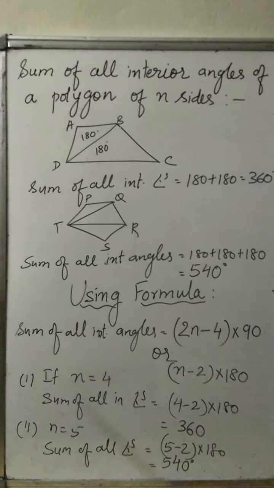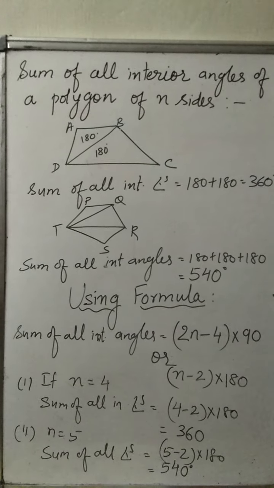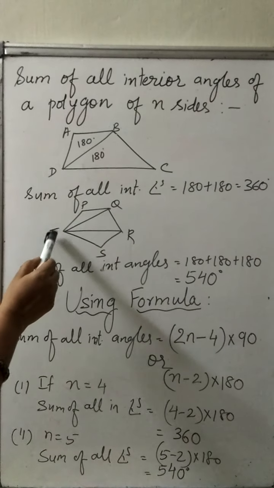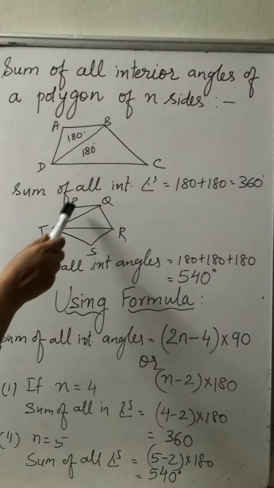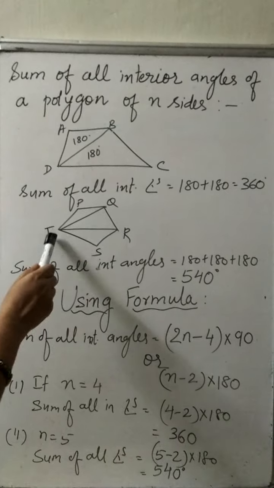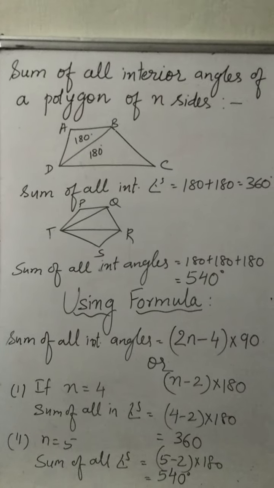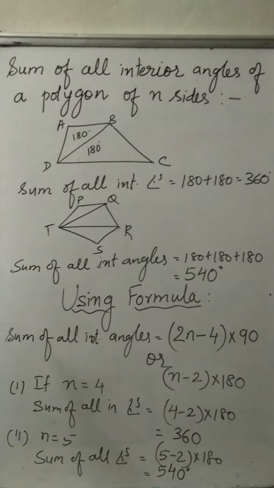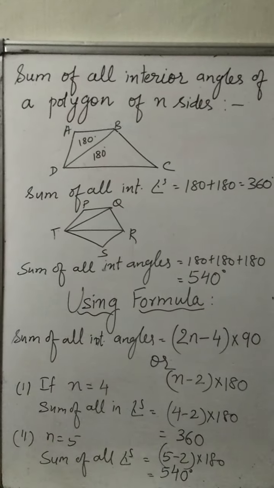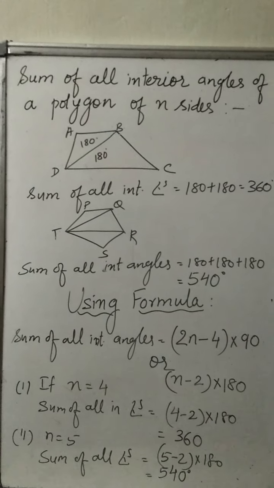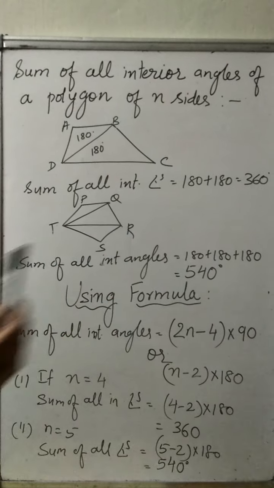Now one more example. Suppose PQRST is a polygon having 5 sides. Again I have joined the diagonals, you can see TQ and TR. After joining you can see 3 triangles, PQT, QRT and TSR. Again we have to find the sum of all the angles of this polygon. So you add all the angles of the triangles individually and that will give you the required answer. That means 180 degrees plus 180 degrees plus 180 degrees. So the answer is 540 degrees.